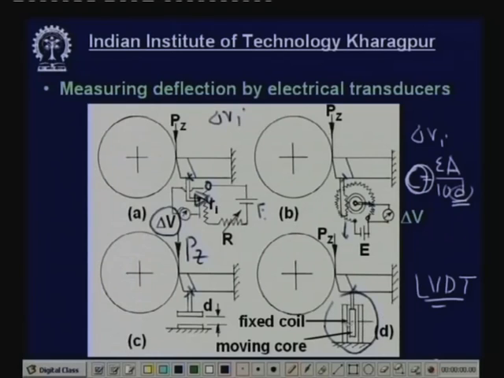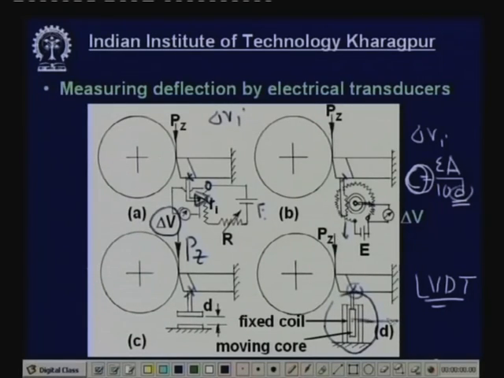Now, this is the null position. From this position, if this core moves upward or downward, say downward because of the force, some voltage will be created or generated at the secondary coil, and that voltage will be proportional to the length of travel or movement of this core within this fixed coil, and this travel of the core is proportional to the deflection of the tool, that is force Pz.